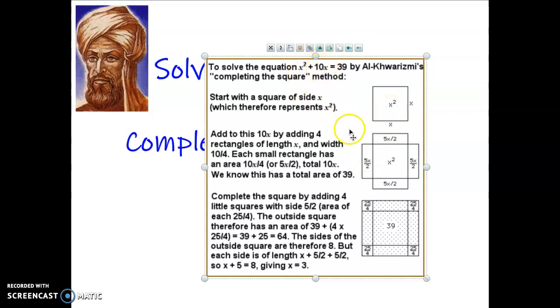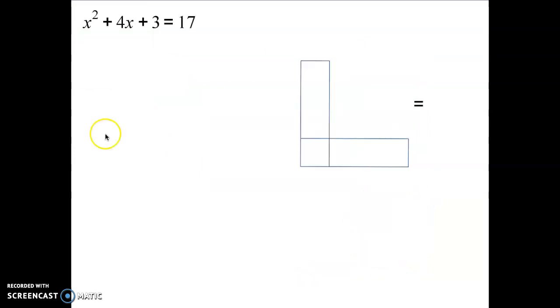All right, then he took this 10x and he split it into pieces, added it around here, and then he had to figure out what this piece was going to be in order to complete the square. You can see that this one is not complete because it doesn't have any corners. So he had to add something in there to complete the square. And we're going to use his same basic idea, except we're going to simplify it a little bit, and we're just going to have to cut things in half instead of cutting them into 4 pieces.